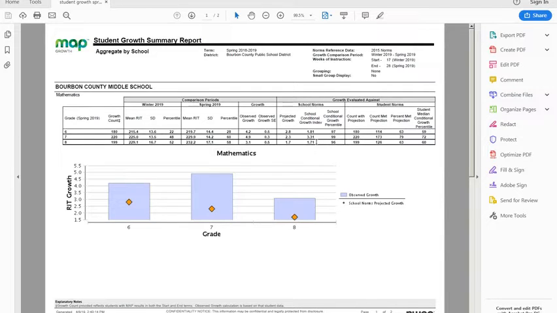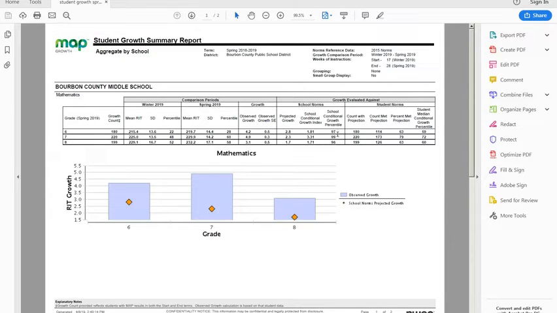Anything in the negative would be lower than typical growth, and anything in the positive would be higher than typical growth. So you can see here that each of our grade levels were higher than typical growth. 6th grade was at 1.81, 7th was at 3.31, and 8th was at 1.71 for math.